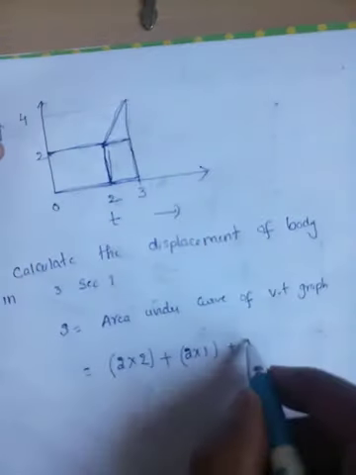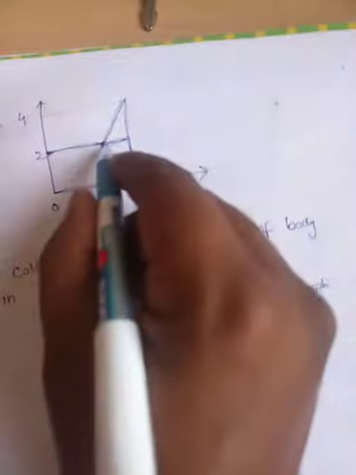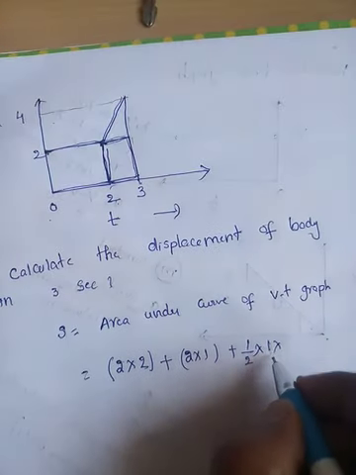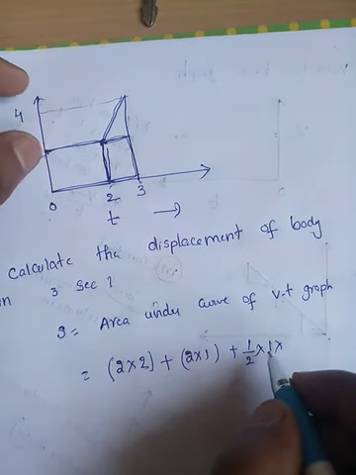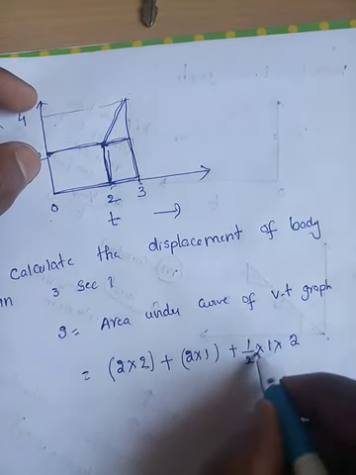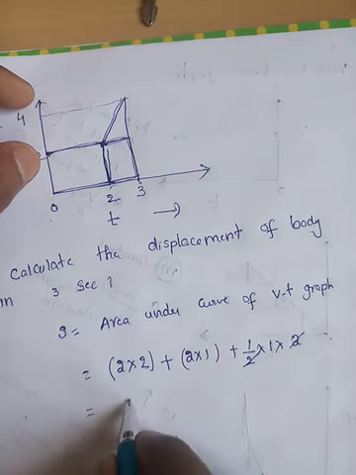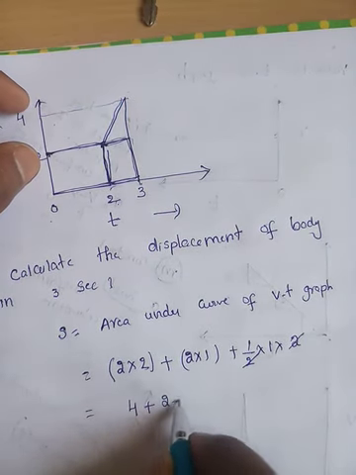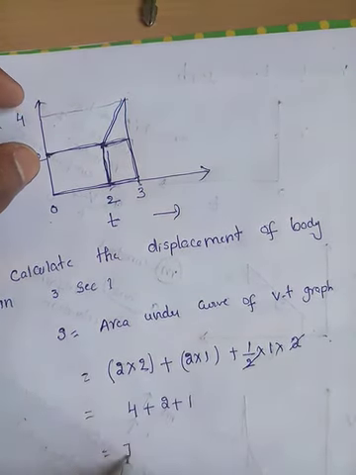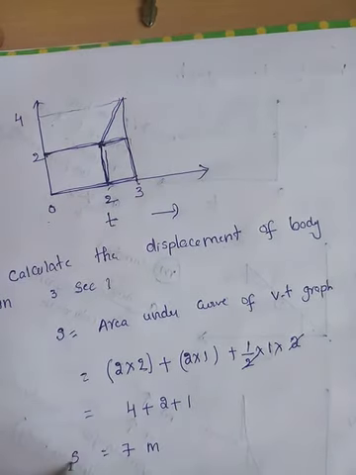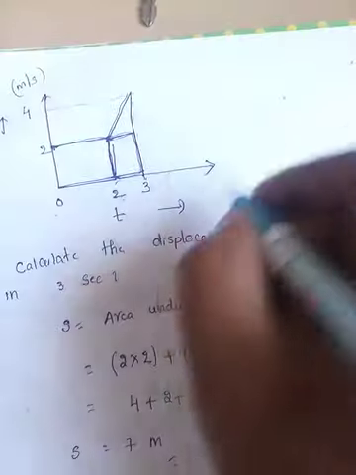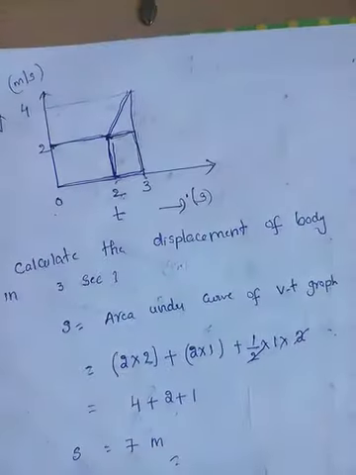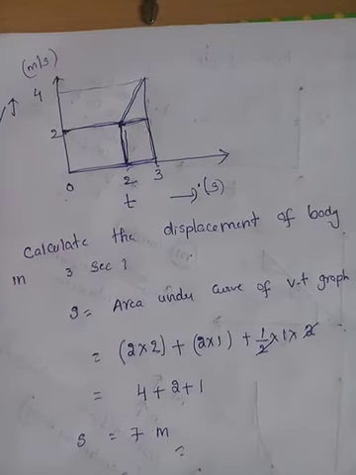What is the area of a triangle? Half into base into height. The base is 1. The height is 2, since it extended from 2 to 4, not 0 to 4, so you should consider 2. The 2 cancels, 2 twos are 4, plus 2, plus 1. So the displacement of the body is 7 meters, if the velocity is given in meters per second and time is measured in seconds. This concept is very important.